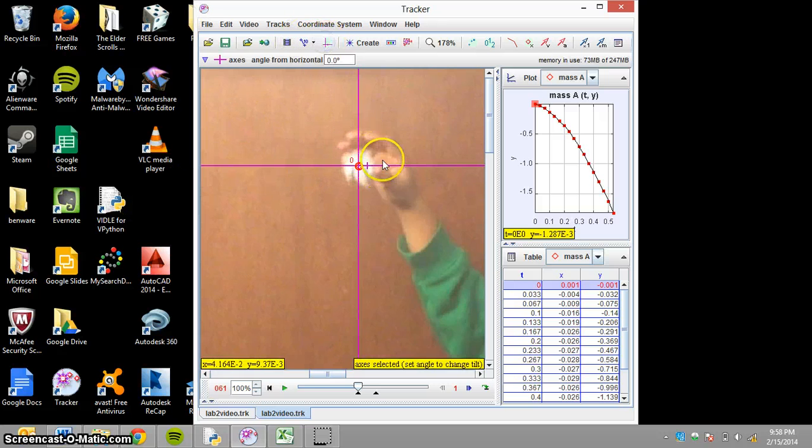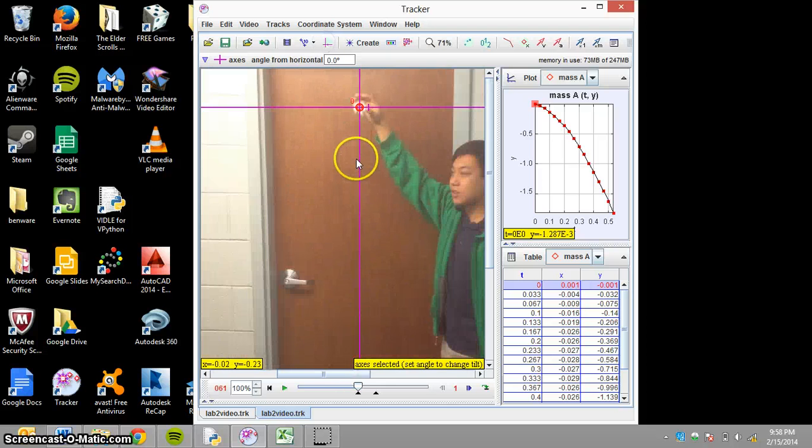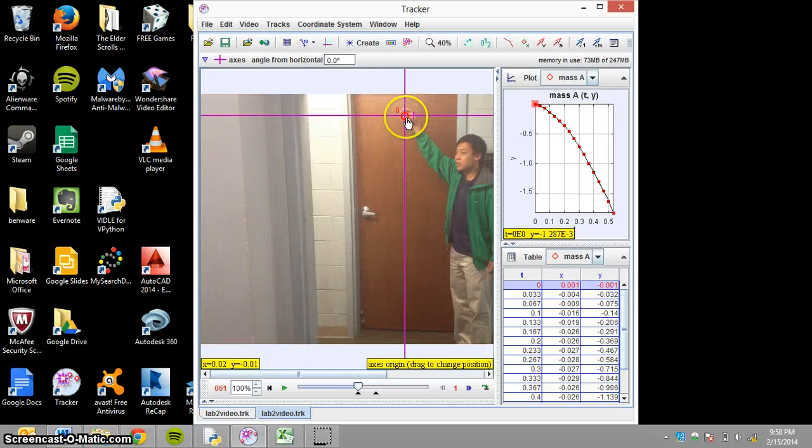And then I made a coordinate system. For my coordinate system, I made the origin right where the starting position is of the ball, so the ball would be moving in the negative y direction. You can change this however you want, but I just use this to make it simple.